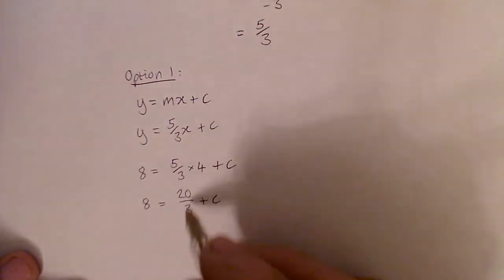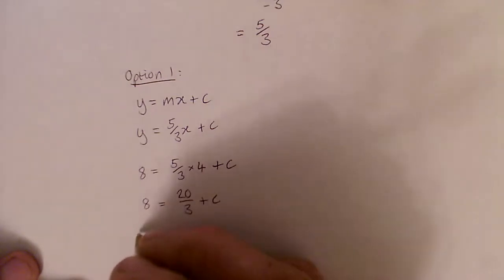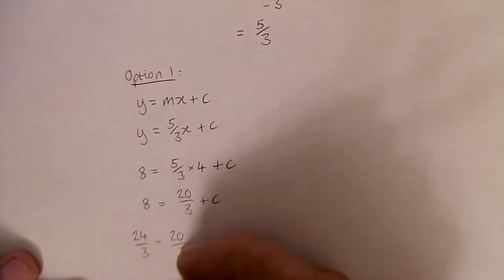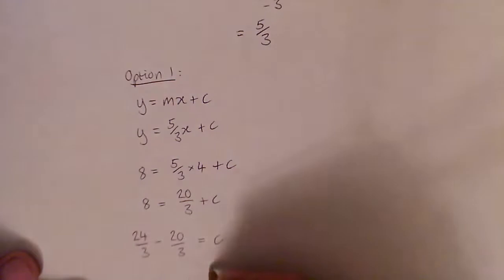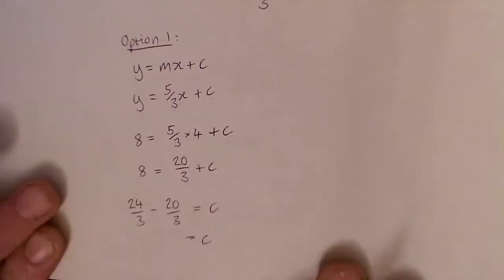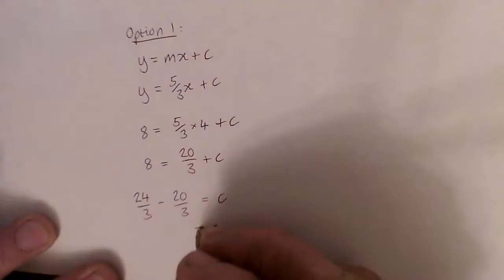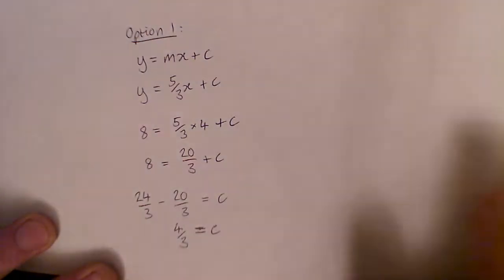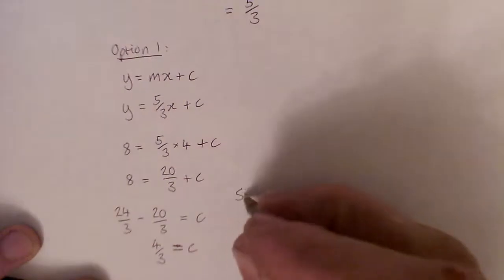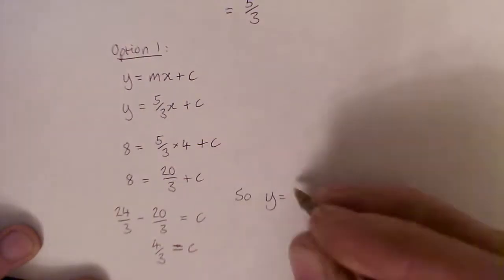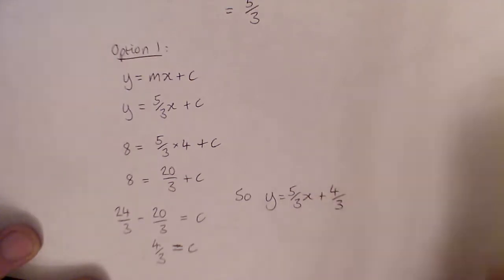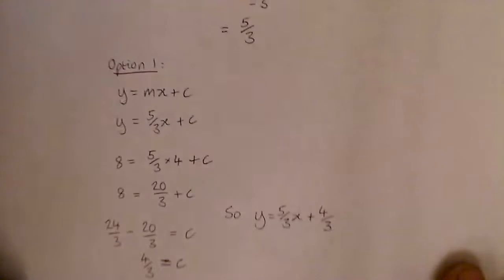Now we need to do 8 take away 20 over 3. It's easier to turn it into something over 3. So we've got 24 over 3. That's just the same as 8. Take away 20 over 3 equals c. And so c there is equal to 24 take away 20, which is 4 over 3. Now it's always important we write our line equation. So y equals 5 over 3x plus 4 over 3. So that is option 1 worked through.